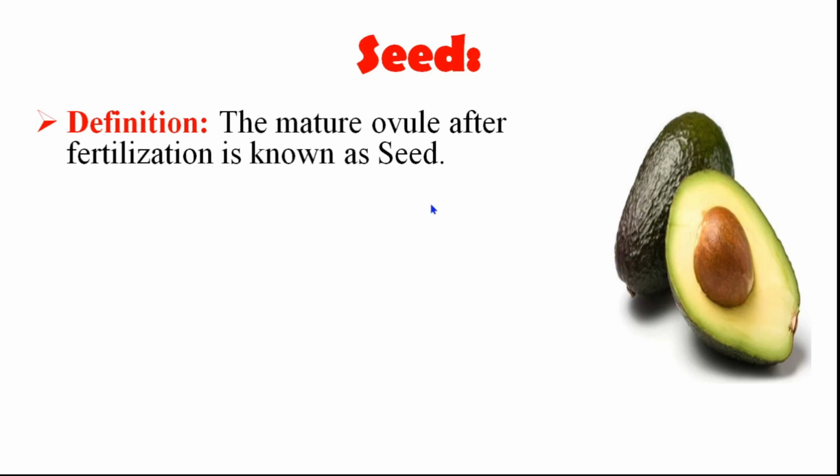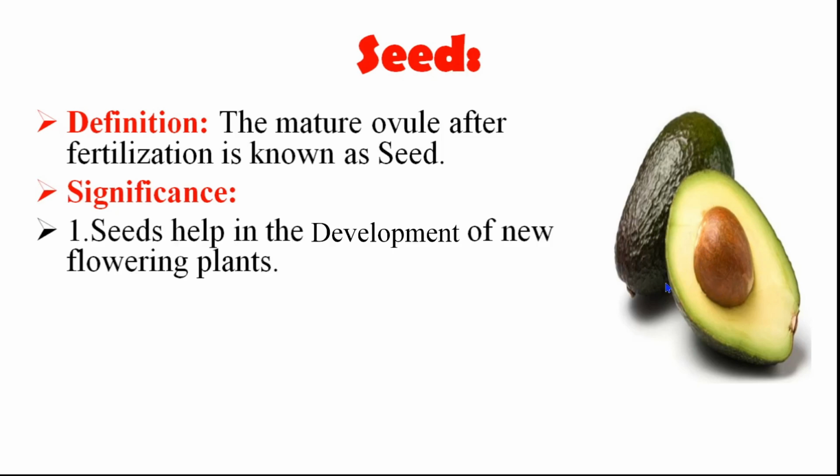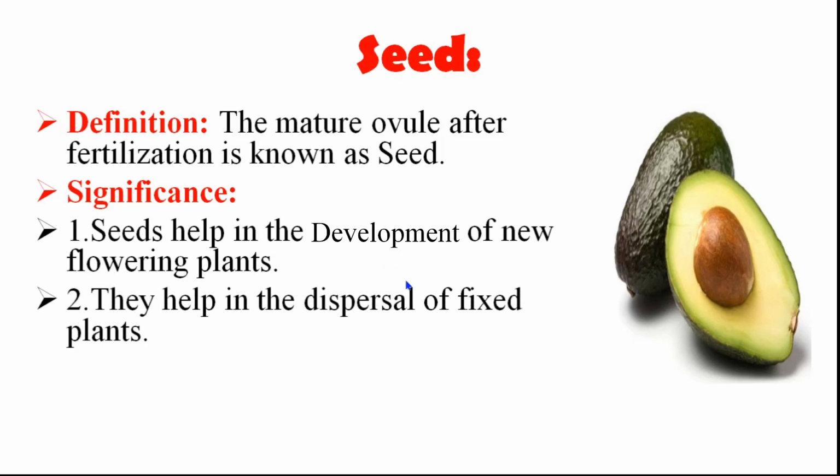Then what is seed? The mature ovule after fertilization is known as seed, and this seed is protected by the fruit externally. The seeds help in the development of new flowering plants. Also they help in the dispersal of fixed plants. Fixed plants means that because the plants are always fixed, they cannot move from one place to another place.